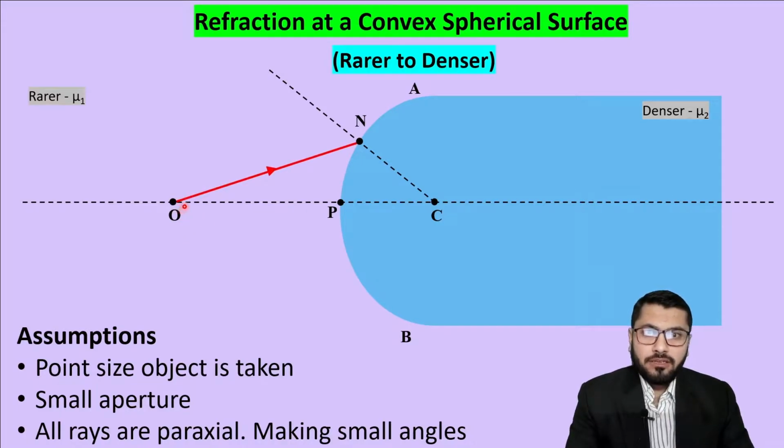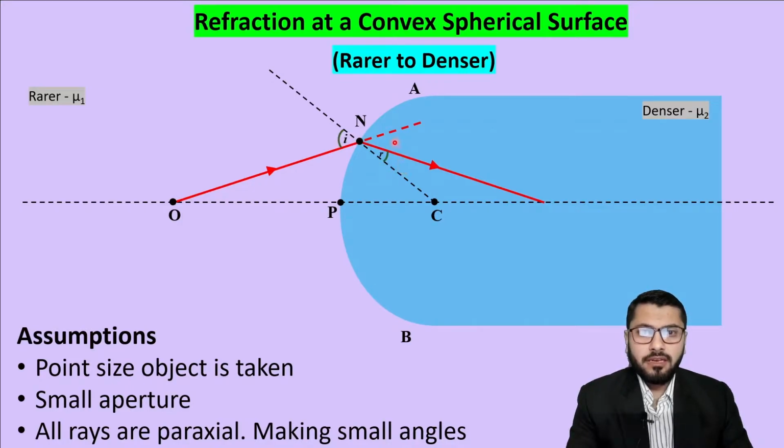A ray of light goes from this object and hits at N. When there is no denser surface involved, this ray of light would go straight, but since the surfaces are changed and the light is going from a rare to a denser medium, it will deflect. We know that if light goes from a rare to a denser medium, it bends towards the normal. Let me call this angle i, the angle of incidence, and the light bends towards the normal. You can see that instead of going straight, it bends towards the normal, and this angle is the angle of refraction.